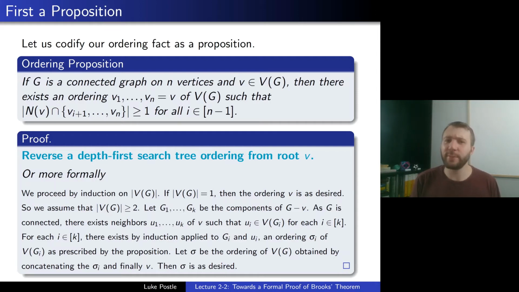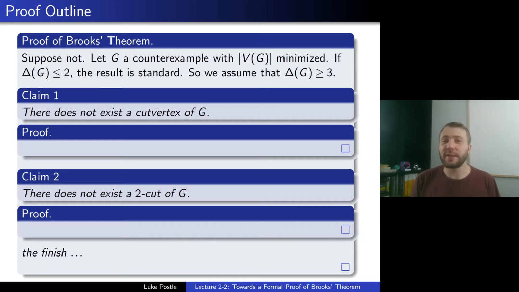So you can do it more formally, but reversing a depth-first search tree is maybe the easier, more straightforward way to see that. All right, let us then move on to the proof outline. So here was a proof outline of our proof sketch.